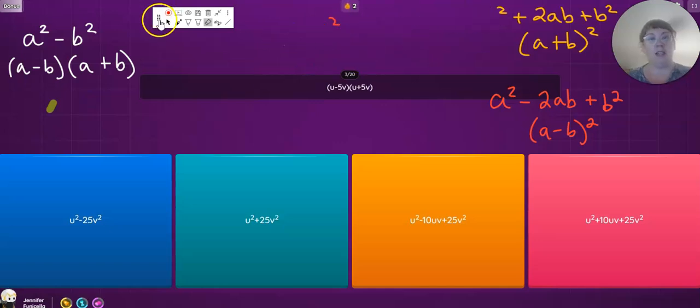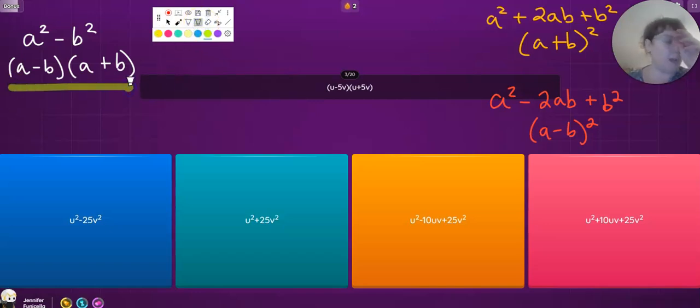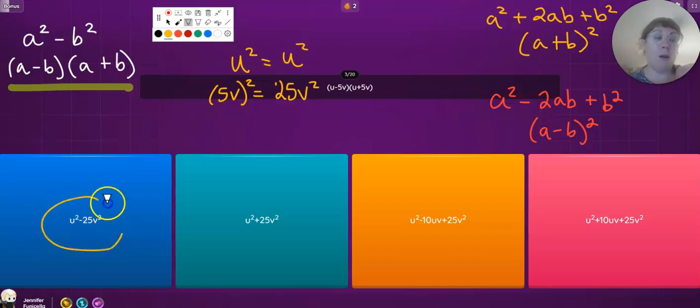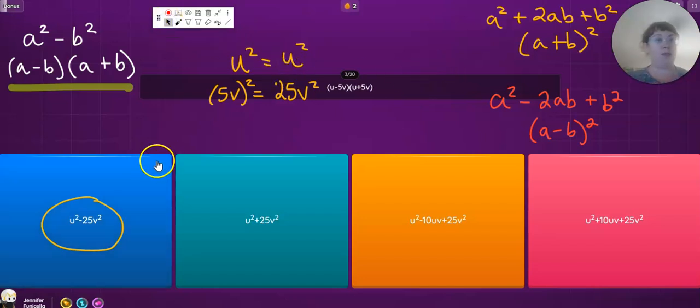Okay, this next one is, oops, let me clear my board. That was an A. Okay. This next one is u minus 5v times u plus 5v. So again, we have a minus and a plus, so we're looking over here on the left. So it's a squared minus b squared. So our a in this case is u. So u squared is u squared. And then our b is 5v. So 5v squared is 25v squared. So we have u squared minus 25v squared. Beautiful.